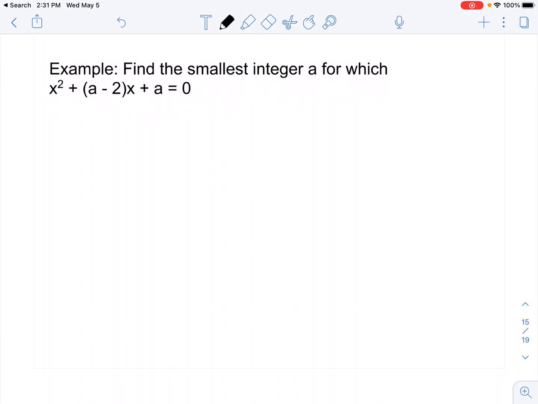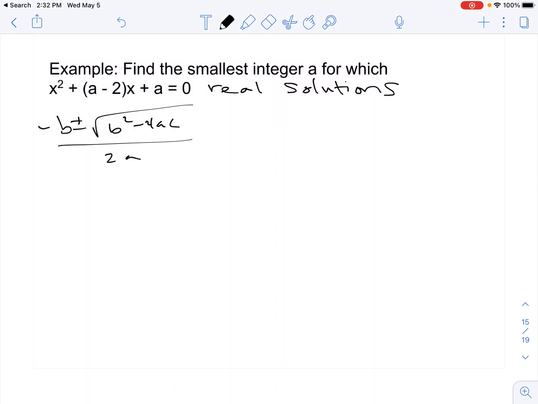Next example: find the smallest integer, a, for which x squared plus (a minus 2)x plus a is equal to 0. So I want to find the smallest integer for which this equals 0 has real solutions, and that's an important part of this proof. So what do we know? Well, we know that if this has real solutions, remember the quadratic formula? If it has real solutions, then the discriminant, which is the stuff underneath the square root, has to be greater than or equal to 0.